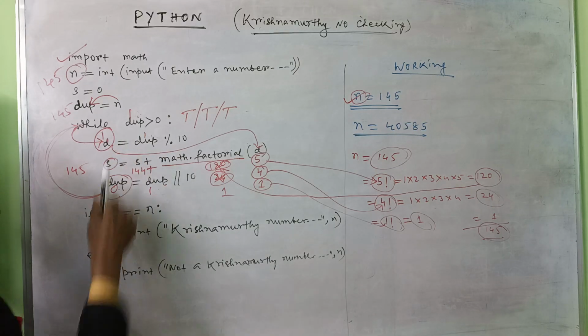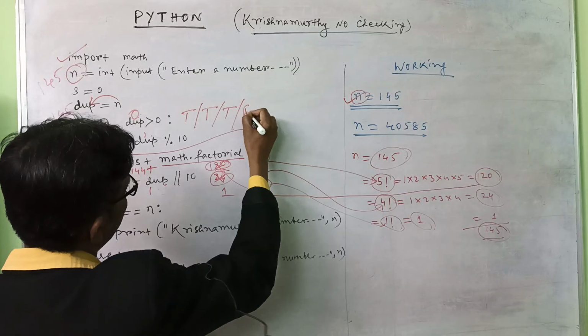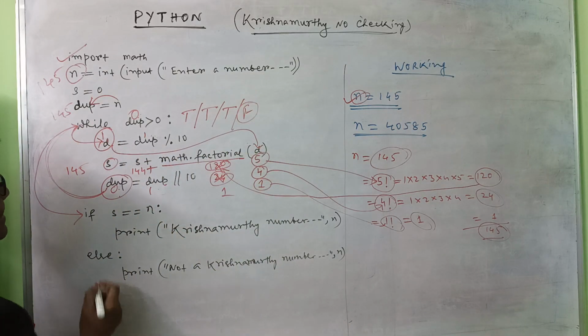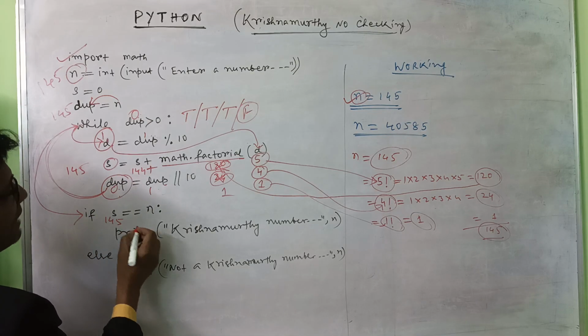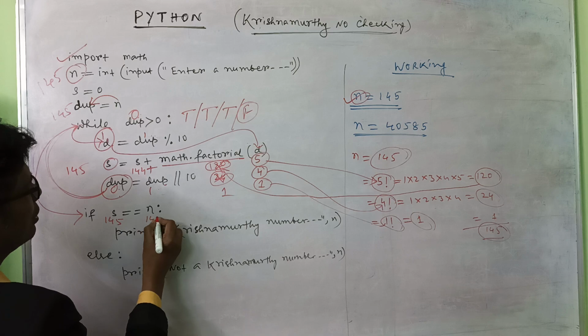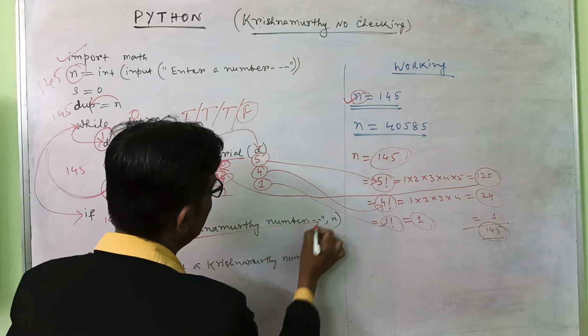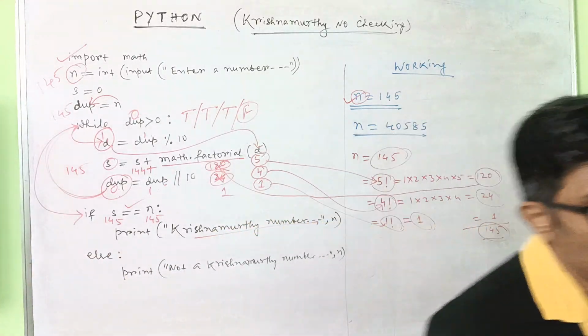You see that duplicate is destroying this term, it is 0. So this time it is false. False means we are coming out of the loop. And this time you see that S equal to 145 and N equal to 145. These two are matching. So it's a Krishnamurthy number. If it is not matching, you can understand it's not a Krishnamurthy number.